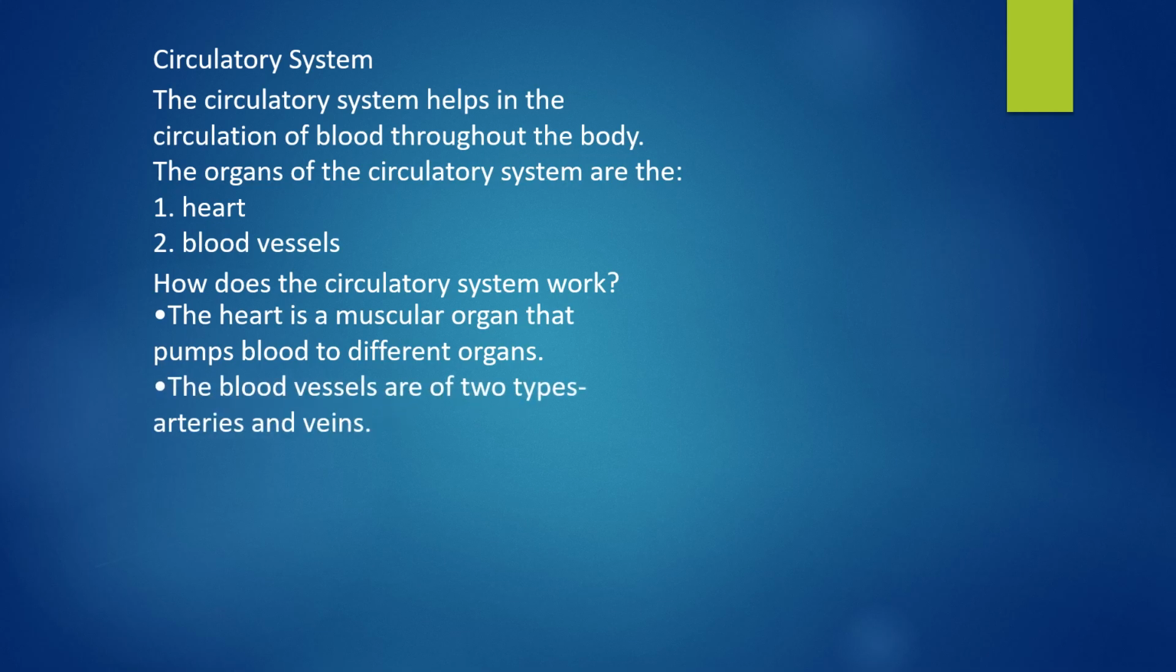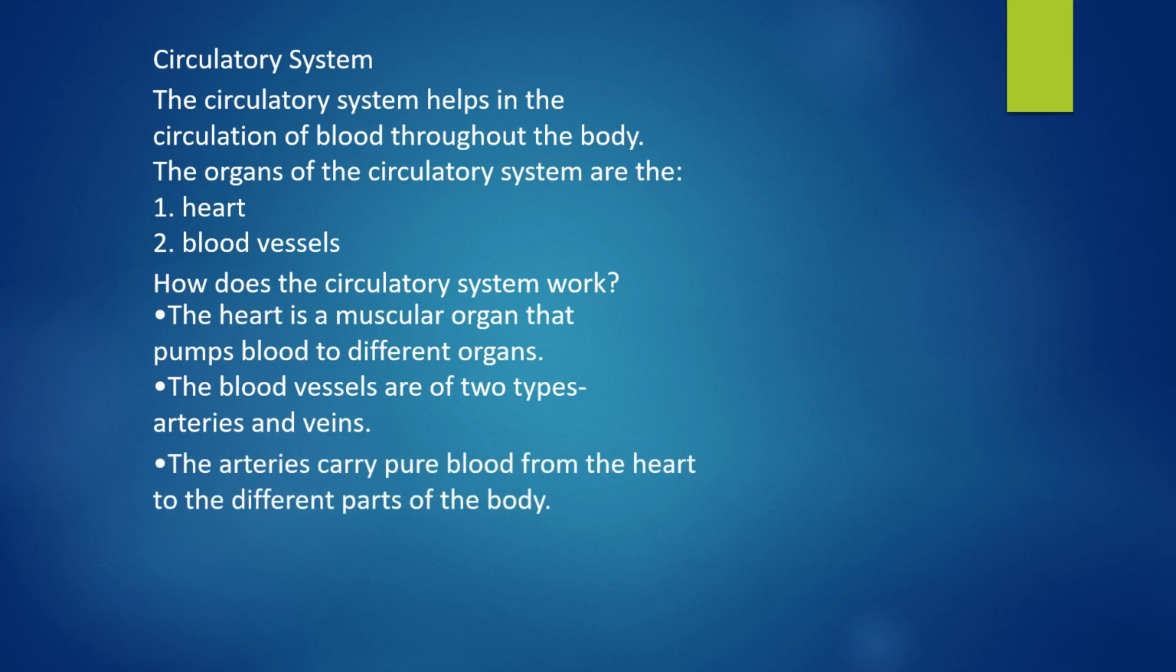The blood vessels are of two types, arteries and veins. The arteries carry pure blood from the heart to the different parts of the body. So the arteries' work is to carry pure blood to the different parts of the body. We know that we have different parts of the body like hands, legs, ears, eyes, nose. These are the parts of the body. So arteries carry all the pure blood to our different parts of the body.